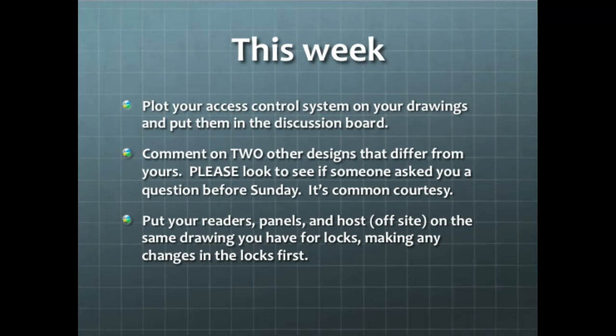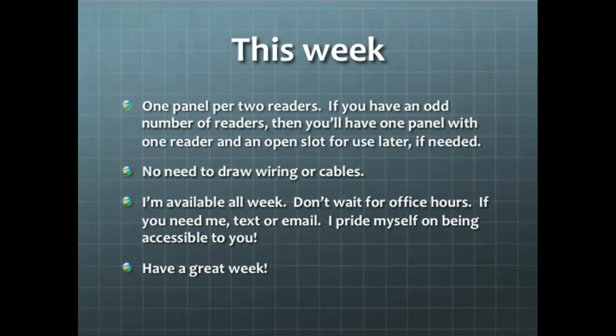Put your readers, panels, and the host, which you're going to put off-site, on the same drawing you have for the locks. Make any changes to the locks first and post it. Most common questions I get on this, there's one panel per 2 readers. If you have an odd number of readers, you still need a panel for that one, and you have an additional spot where if you ever put one on later, you can connect to it. But if you have 3 readers, you'll need 2 panels. If you have 5, you'll need 3. You can't economize and try to sneak one on or just let it hang. They don't make a 1-reader panel, so you're going to have to buy the extra capacity, which when we get to budgeting, you'll see.